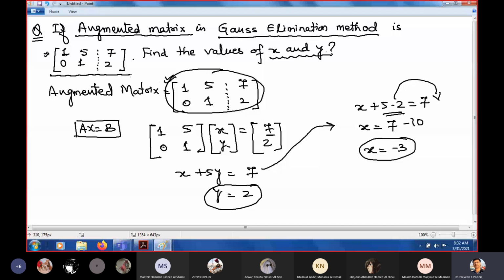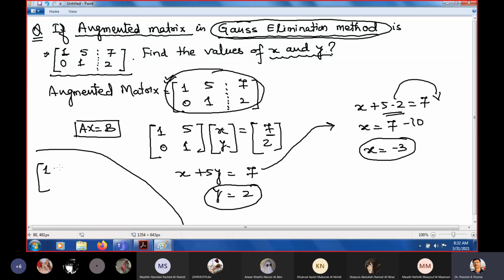If the augmented matrix is given in case of Gauss elimination method. Clear? Maybe a 1 mark question. If the augmented matrix in Gauss-Jordan method is 1, 0, 0, 1, 3, 2, what is the value of x and y? So in case of Gauss-Jordan method, 1, 0, 0, 1 is given. So this is the value of x, and this is the value of y. It is very simple in case of Gauss-Jordan. But in case of Gauss elimination, because this entry is not 0, we need to write 2 equations and then find the value of y and the value of x. Please practice this type of question.